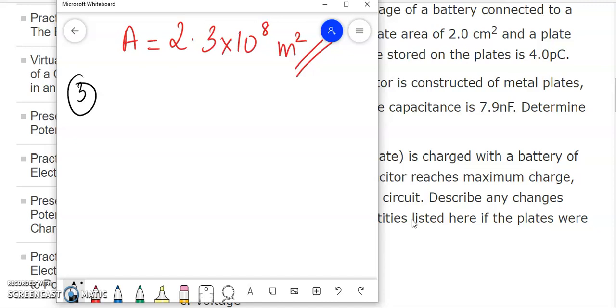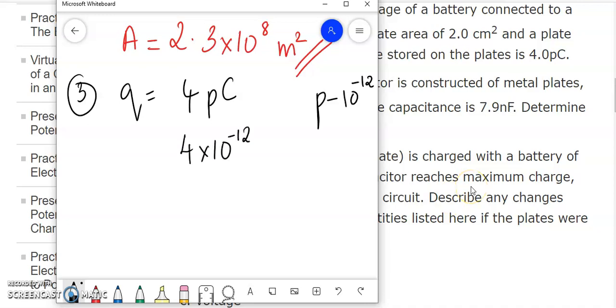So your charge stored is 4 picocoulombs. So remember, I said you what pico is. It is 10 raised to minus 12. So you need to always convert picocoulombs to its standard format, which is 4 into 10 raised to minus 12 coulombs. And that is your charge.